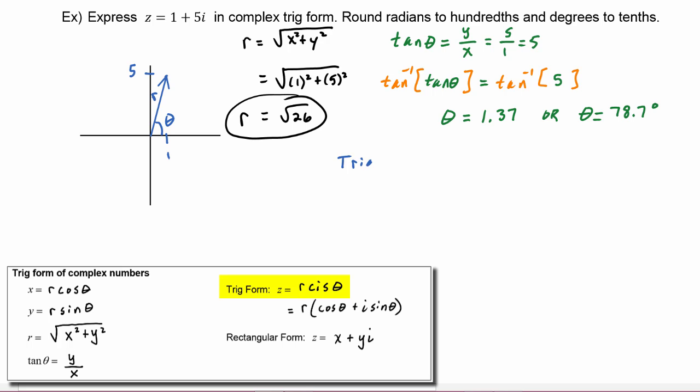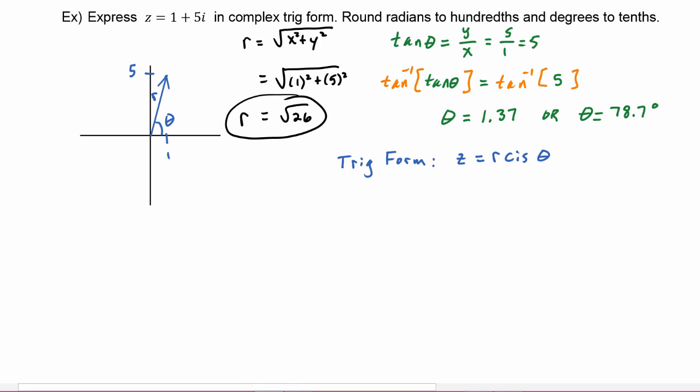Trig form we know is z equals r cis theta. So if we're in radians, we would say z is equal to radical 26 cis 1.37, or if we're in degrees, we will say that z is equal to radical 26 cis 78.7 degrees.